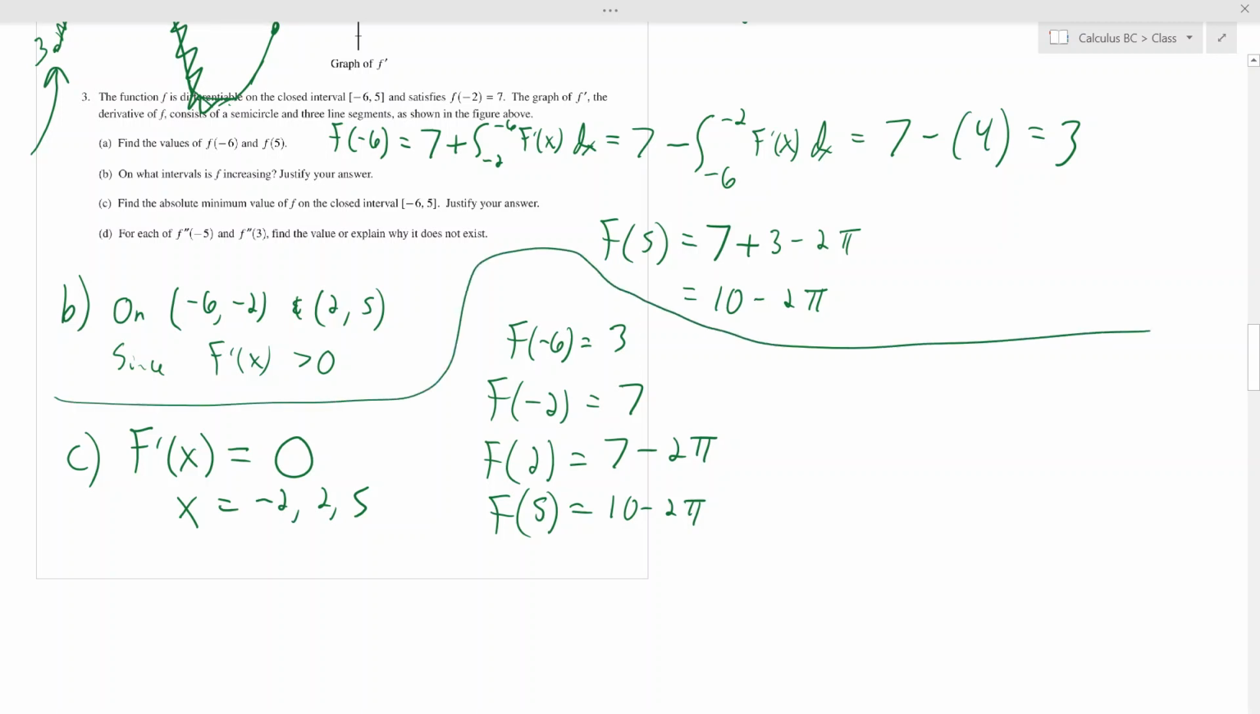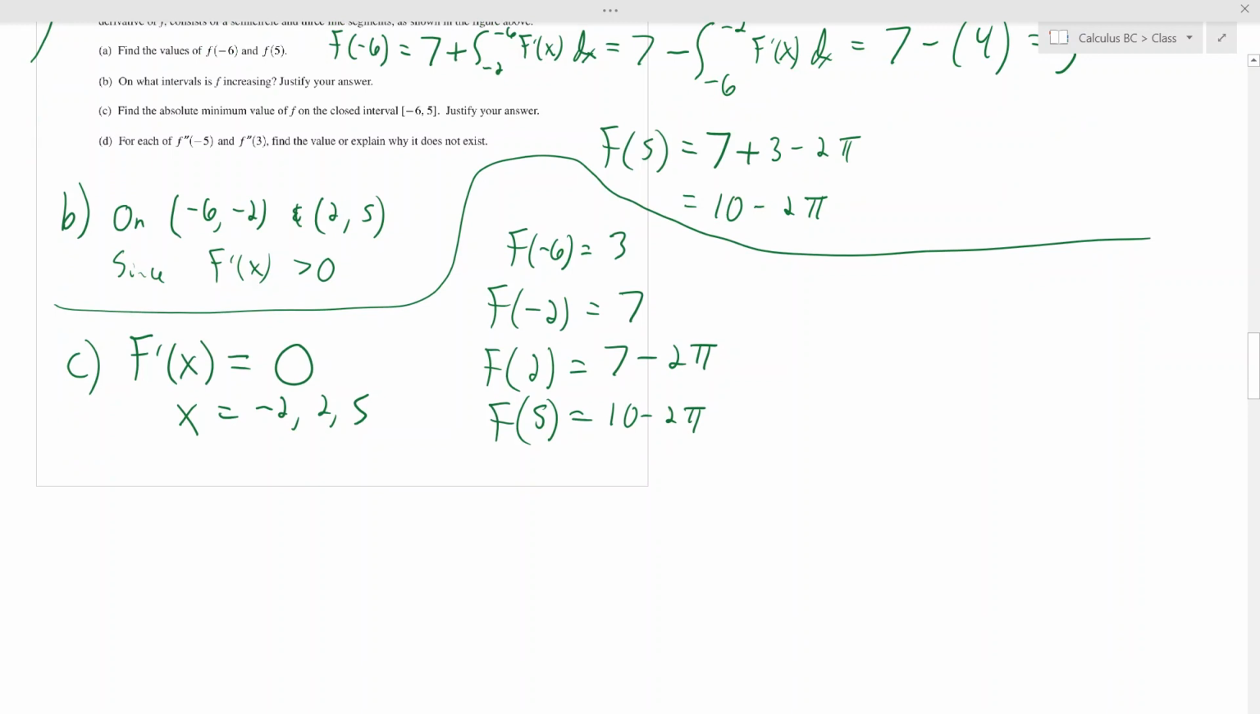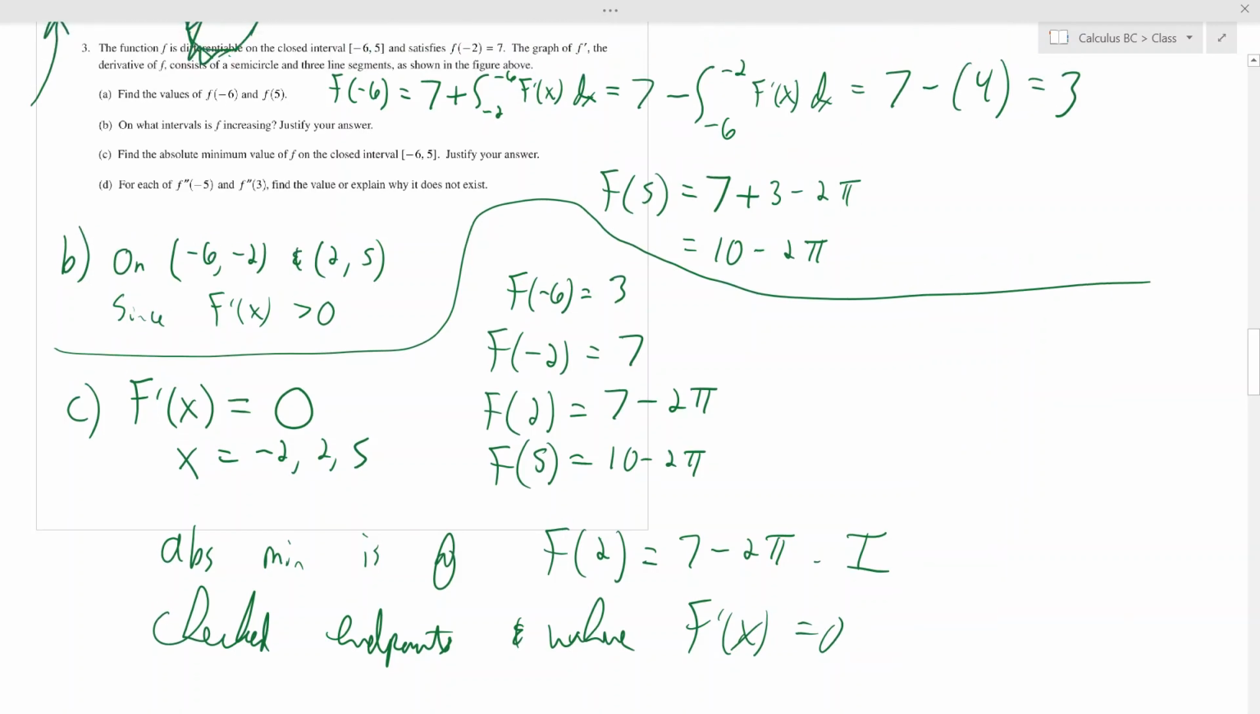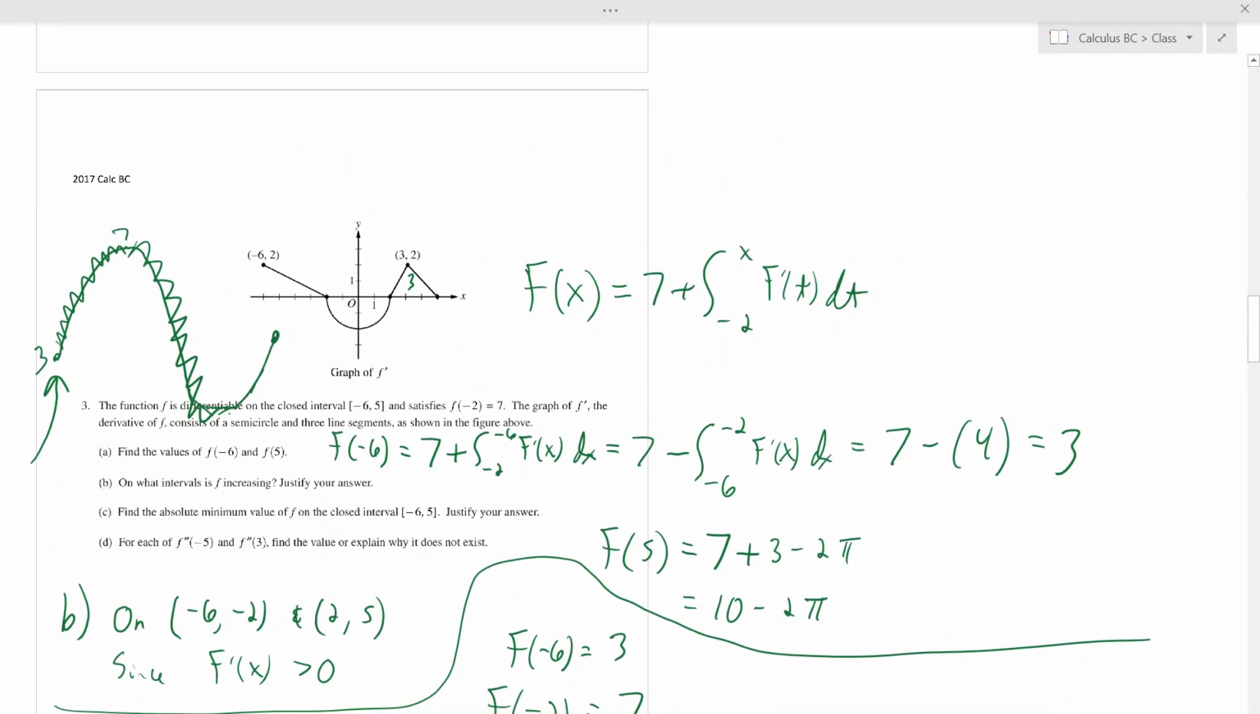Let me box this off here. And then you've got to find which one's the lowest. Sometimes that's super easy. Here you've got to think a little bit, but 7 minus 2 pi is definitely the least of those. So you're going to write the absolute min is at 2, well, let's write it out better than that, it's f of 2. They just ask us to find the absolute min. That means the y value. So it's that. And you write, I checked the endpoints, blah, blah, blah, and where f prime of x is 0. Good work.